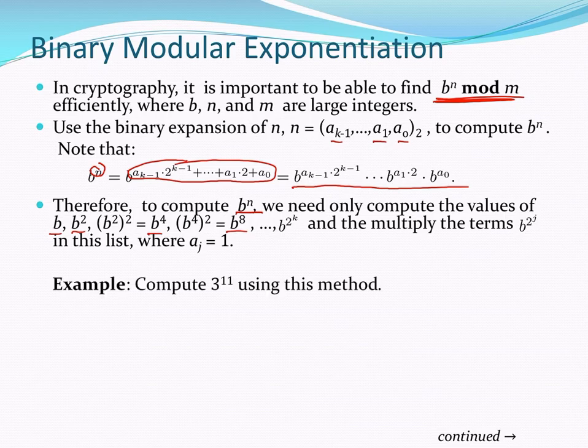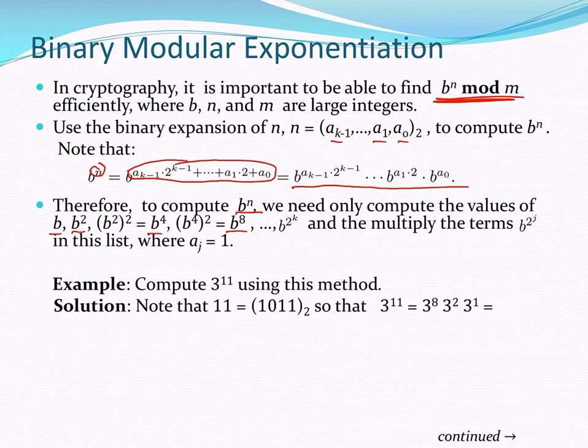Okay, so let's do an example. I want to calculate 3 to the 11 using this method. If I break 11 into its binary expansion, I'll have 1 times 2 to the 3rd, 1 times 2 to the 1st, and 1 times 2 to the 0 power. So I've got 2 to the 3rd, 2 to the 1st, and 2 to the 0 power as my exponents here.